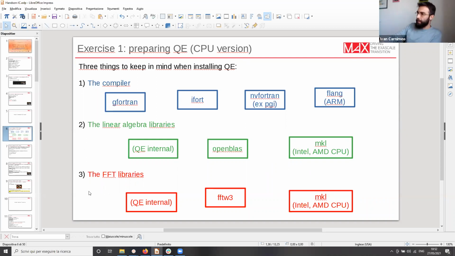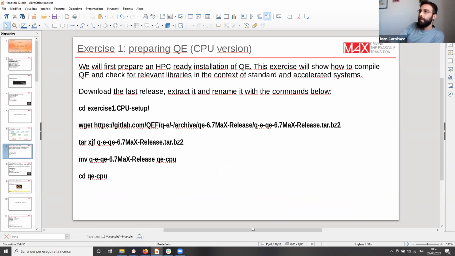For fast Fourier transform libraries, you also have FFTW3, which is a very fast library for fast Fourier transforms, and a good option. Or MKL also has its own version for fast Fourier transforms, but again, it works only for Intel and AMD processors. So in this hands-on, we will use FFTW3. So let's see how to set things up.